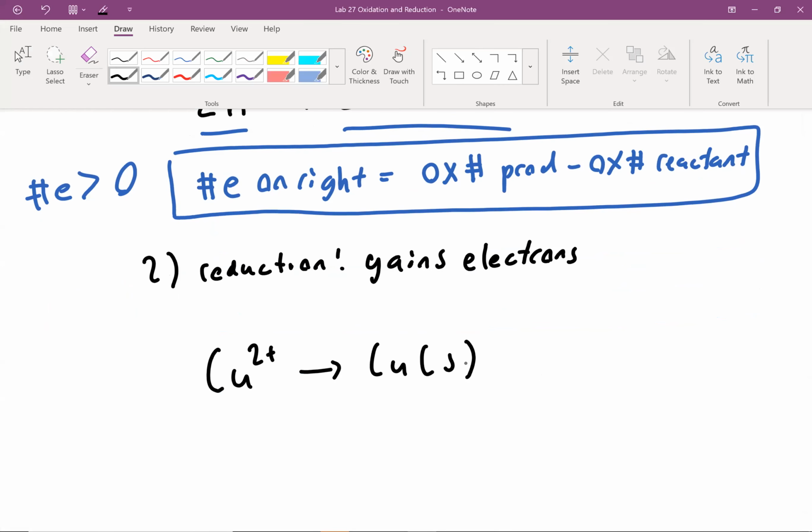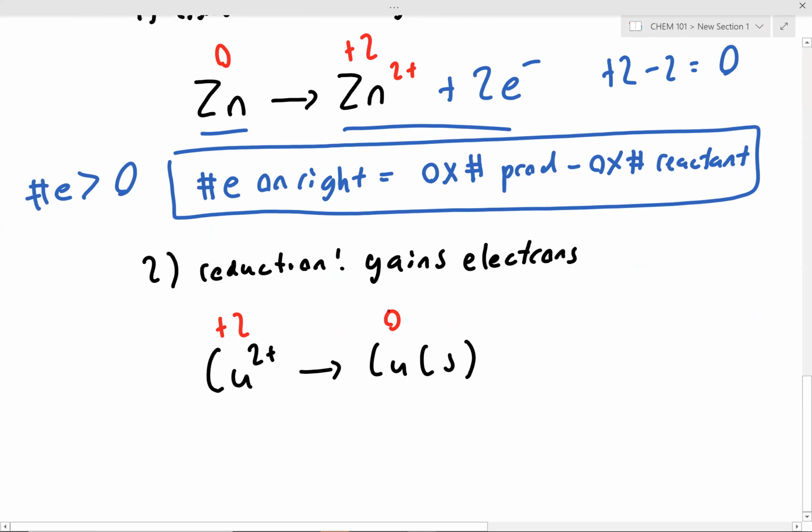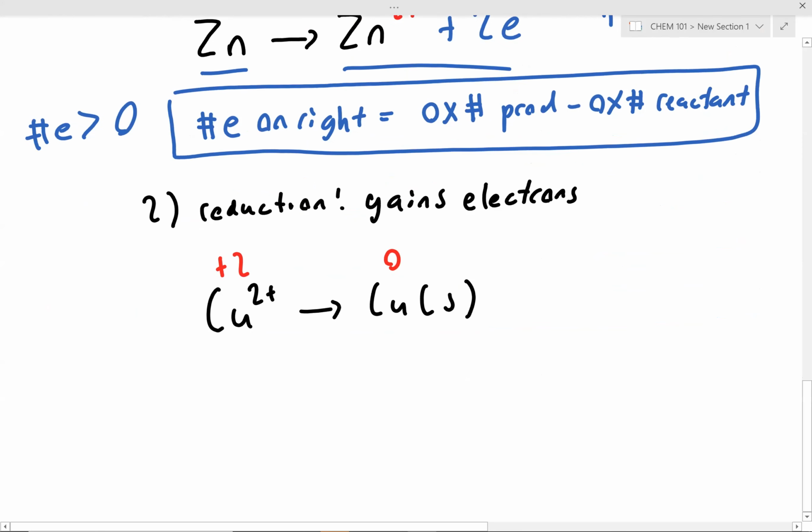So if we're keeping count of our oxidation numbers, we have a +2 oxidation number going to an oxidation number of 0. So my question to all of you is, how many electrons have we gained? If we went from +2 to 0, to balance out this +2 charge on the left, how many electrons do we need to have on the left? 2. Exactly right. So this is known as balancing via the charge method.